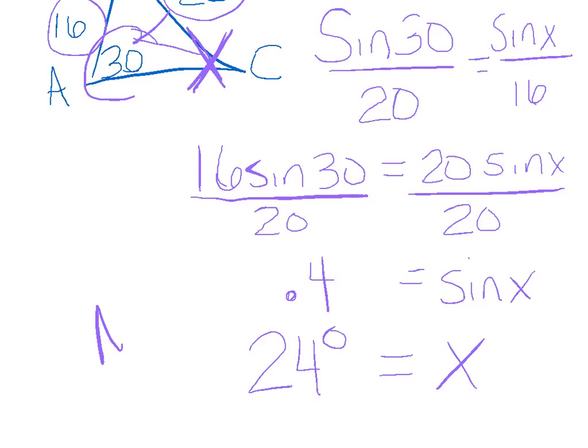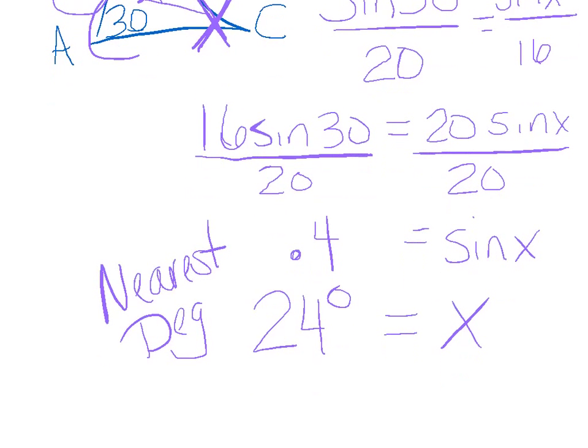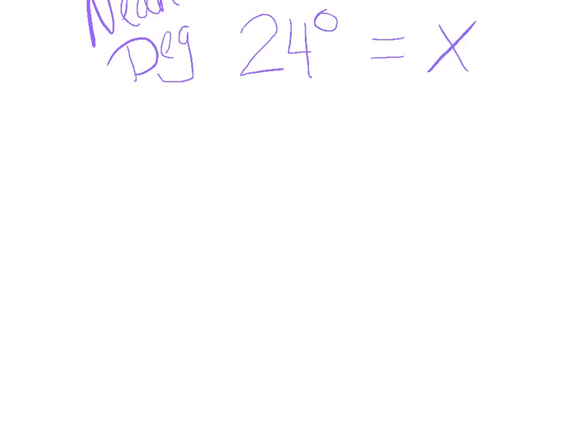Okay, so nearest degree, we'll make a note. They're not going to tell you that, so let's just always round to the nearest degree. Now, that was exactly what we did yesterday. Here comes the fancy part. Here's how you determine how many triangles you can make.